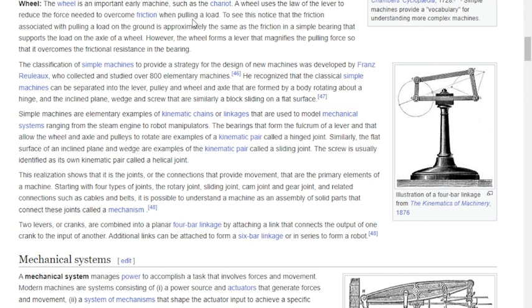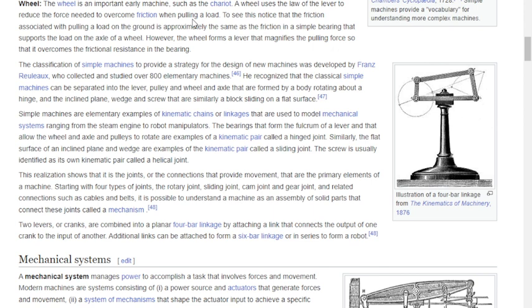The classification of simple machines to provide a strategy for the design of new machines was developed by Franz Reuleaux, who collected and studied over 800 elementary machines. He recognized that classical simple machines can be separated into the lever, pulley and wheel and axle, which are formed by a body rotating about a hinge, and the inclined plane, wedge and screw, which are similarly a block sliding on a flat surface. Simple machines are elementary examples of kinematic chains or linkages that are used to model mechanical systems ranging from the steam engine to robot manipulators.